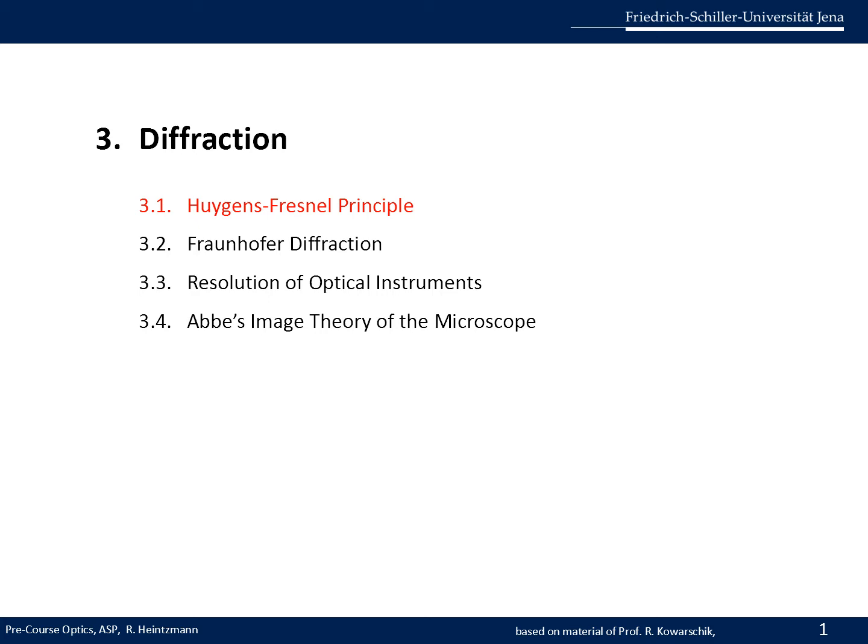Welcome to this lecture where we will look a little bit more in detail on the effects that interference has on the propagation of light. There's a particular phenomenon called diffraction, and we will try to describe this by the Huygens-Fresnel Principle. We will look at Fraunhofer Diffraction, and with that we can understand better what resolution optical instruments can have. And finally, we finish with Abbe's theory of the microscope in this lecture.